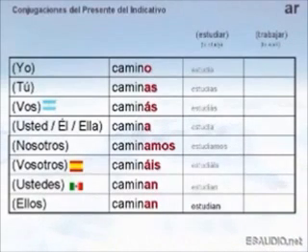Trabajar, to work. Yo, trabajo. Tú, trabajas. Vos, trabajas.